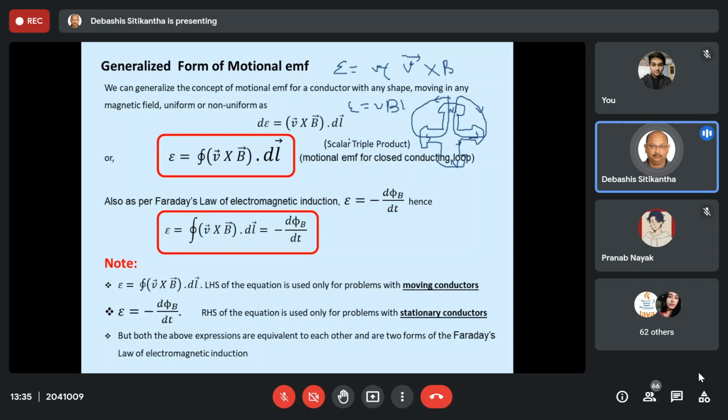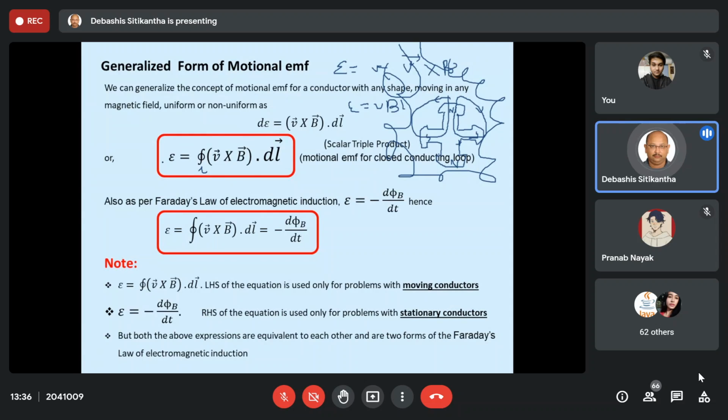So if we are going to generalize the equation of motional EMF, then we can very well write it as E is equal to closed line integral. It may be closed, it may not be closed, doesn't matter. But let us say I am having a coil like this surrounding these magnets. Naturally in this case dl is going to be a closed line integral, because the mean path is a circle. So this equation becomes E is equal to closed line integral of V vector cross B vector dot dl vector. This is the most generalized form of your motional EMF.